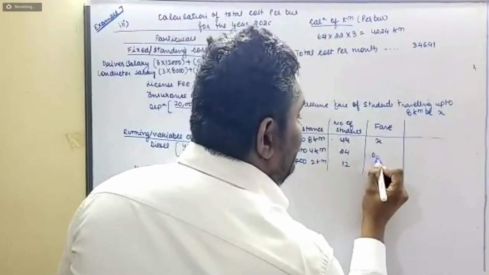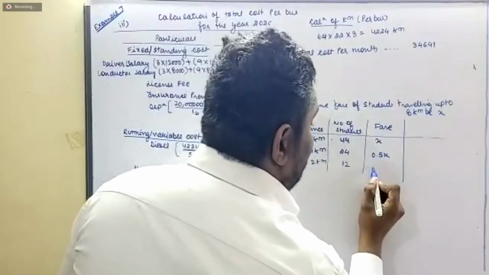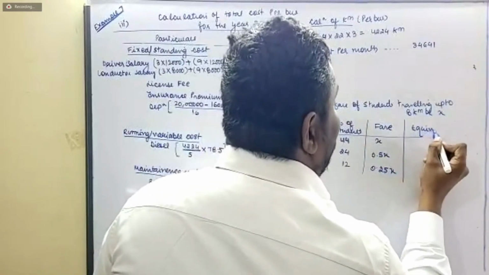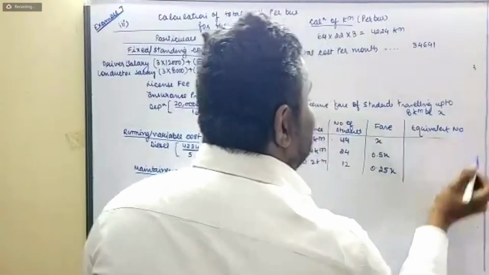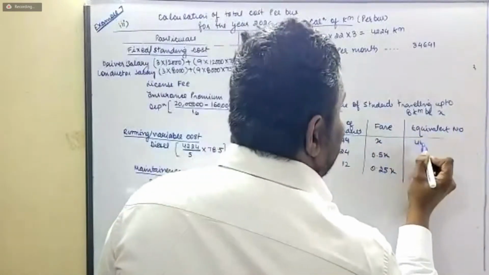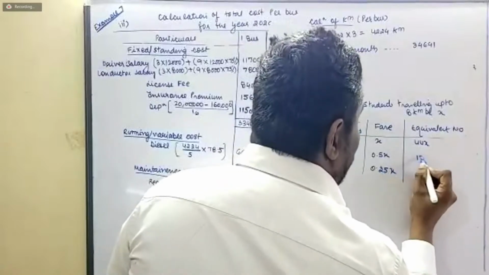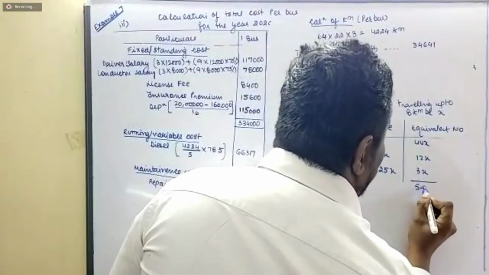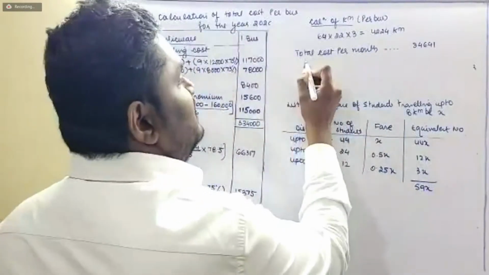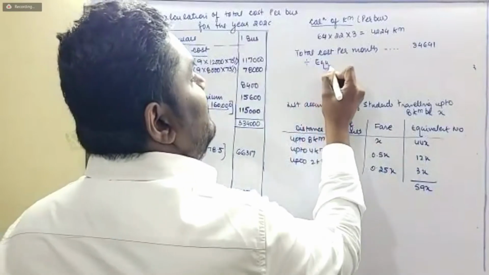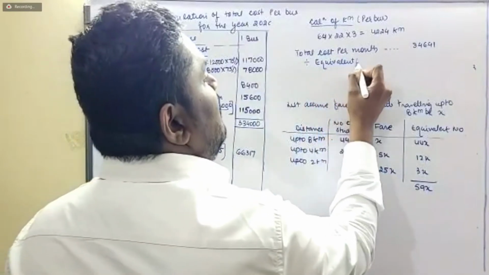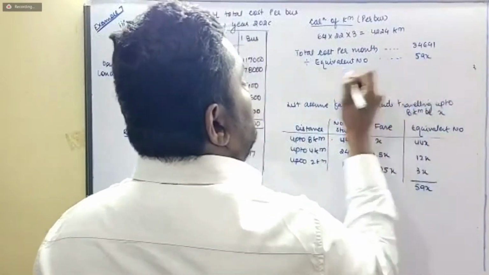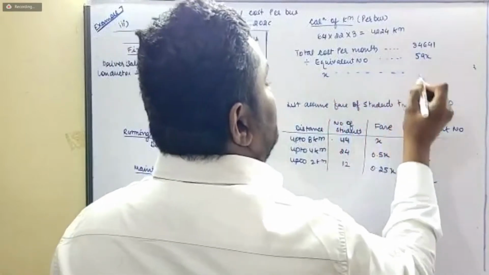So up to 4 kilometer, it will be 0.5x and it will be 0.25x. So the equivalent number will be how much? 44x, 12x, and 3x. This will be 59x. So divided by equivalent number. So the value of x will be how much?